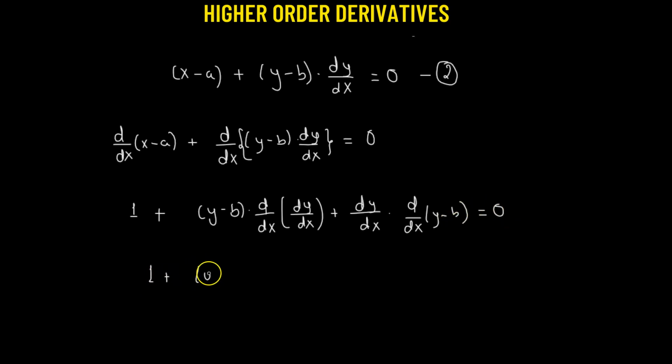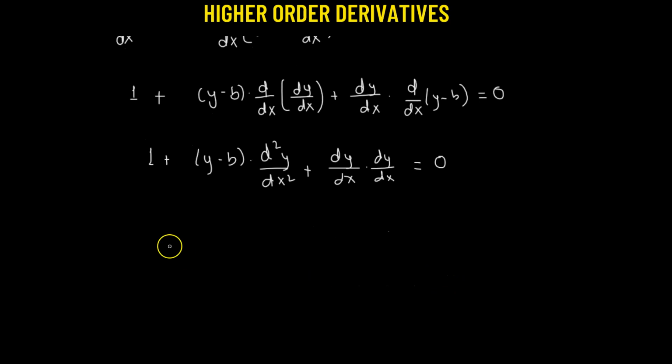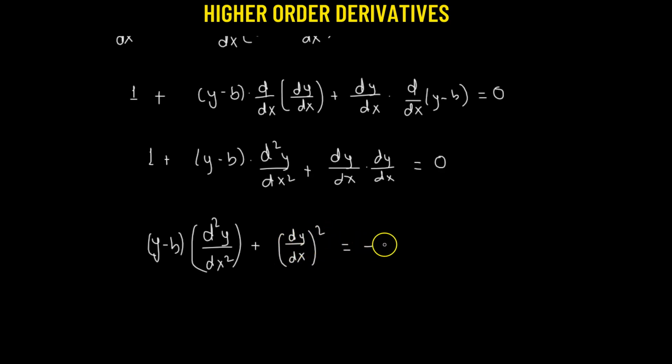That gives us 1 plus (y minus b) times, so this will give us the second derivative of y with respect to x, plus dy over dx multiplied by the derivative of y with respect to x, so that will be dy over dx, and we have minus b, so the derivative of b with respect to x will be 0 because b is a constant, so this is simply equal to 0. Now we have the second derivative of y with respect to x multiplied by (y minus b), plus the derivative of y with respect to x whole squared. So this will be equal to negative 1.